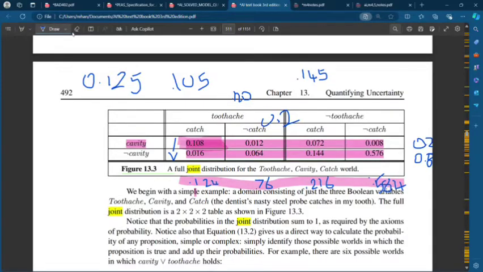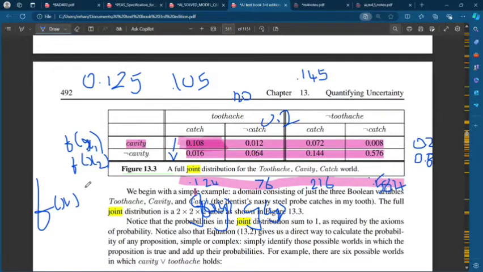So what you have to do: for the rows, take f of x, say f of x1 and f of x2. Then for the columns, I'll say g of y1, g of y2, g of y3, g of y4. Separately, you write f of x equals f of x1 plus f of x2, which equals 1.